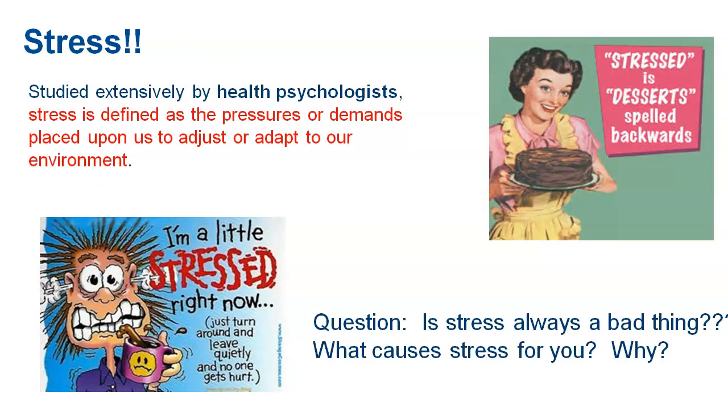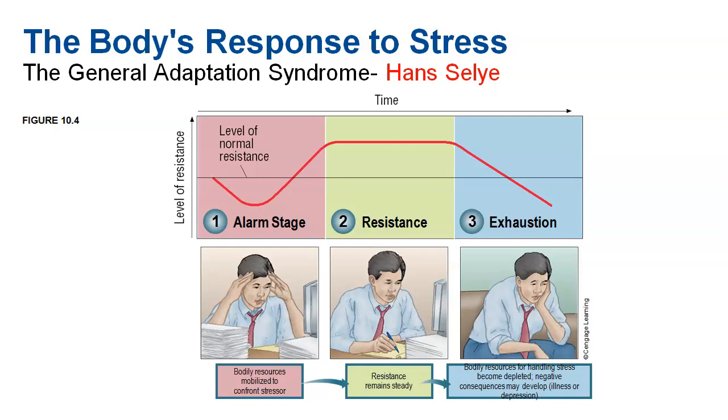So now we're going to get to stress, which hopefully this video will be helping to reduce when you're taking the final exam. What we mean by stress is the pressures or demands placed upon us to adjust or adapt to our environment. So that's what we mean when we talk about stress. And related to stress is the general adaptation syndrome, which was designed by Hans Selye. So you will need to know that name. It's our response to stress.